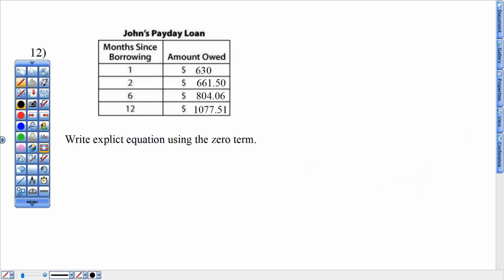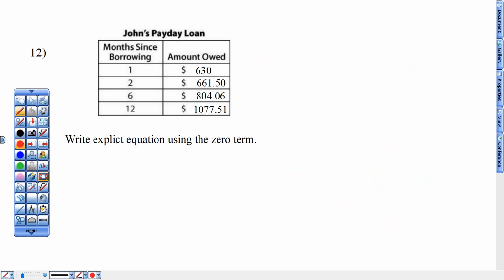Number 12, for this guy, again, take these two numbers and divide them on your calculator. Divide the big one. So I'll divide 661.50. Type that on my calculator first. Divide it by 630. Type that one in second, and you'll get the number that I'm timesing. The only number times 630 to get a little bit bigger, 661, is timesing by 1.05.